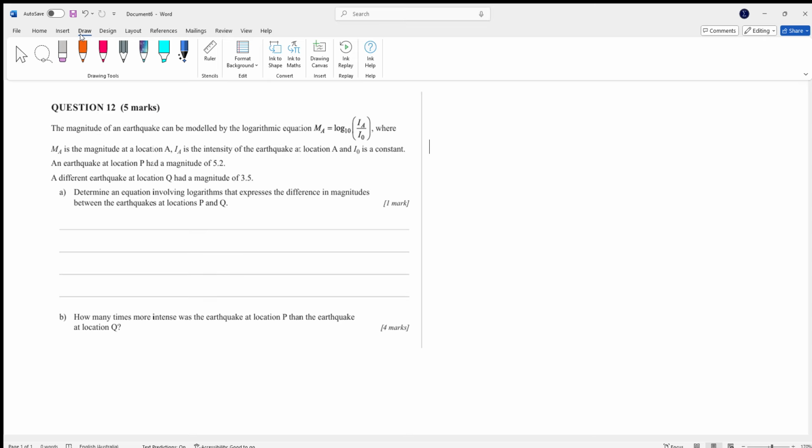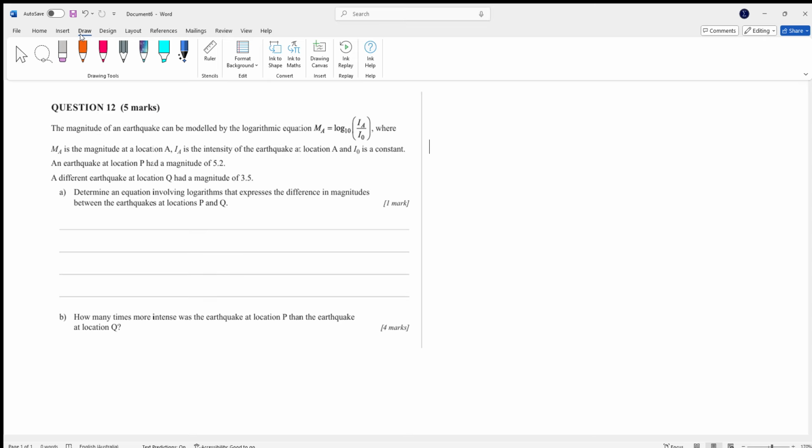Alright, question 12. The magnitude of an earthquake can be modeled by the logarithmic equation. We're given an equation here where MA equals log 10 of IA over IO, where MA is the magnitude at location A, IA is the intensity of the earthquake at location A, and IO is a constant. That's a lot, okay? So all they're doing is just explaining what that formula is at the moment. Now, what have they told us here? An earthquake at location P has a magnitude of 5.2. A different earthquake at location Q has a magnitude of 3.5.